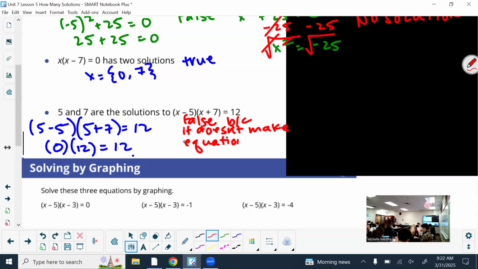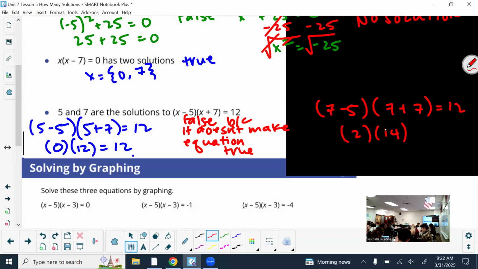If I were to plug in the 7, here's what it would look like. 7 minus 5 and 7 plus 7, which then becomes 2 times 14. Does that equal 12 when I multiply them? Okay, so neither of those are solutions. But where a lot of people miss, and maybe they thought the same thing that Wade did, that is a common thought, it's supposed to be like that to kind of trick you.